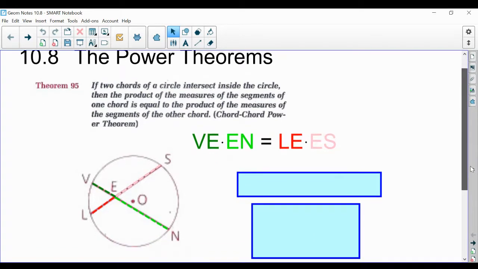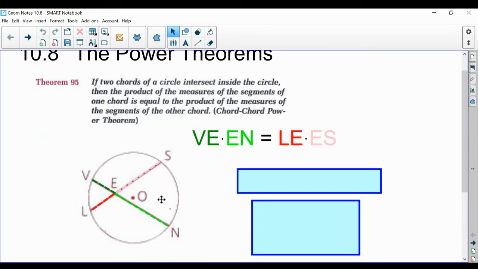Now, we've done a lot of work talking about the angles that are formed and the arcs that are formed and the relationship between the angles and arcs, but now we're looking at the lengths of the chords themselves. So this says if two chords of a circle intersect inside the circle, then the product of the measures of the lengths of the segments of one chord equals the product of the measures of the segments of the other chord, the chord power theorem.